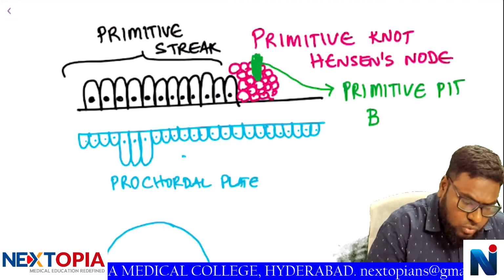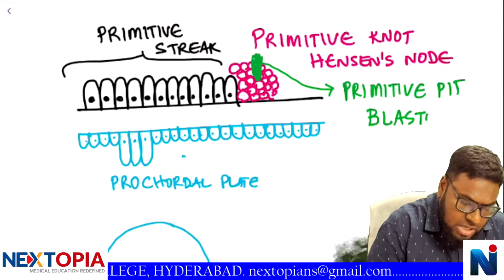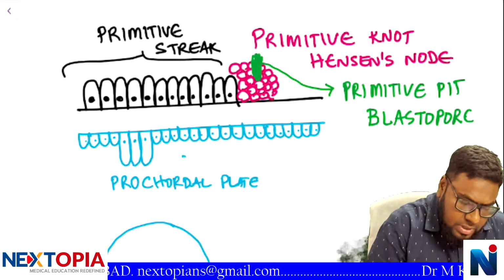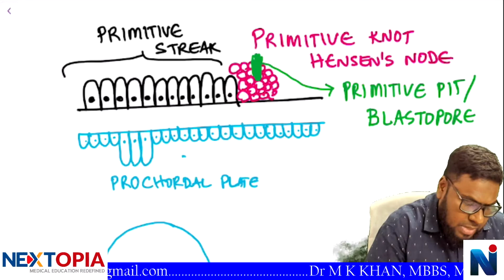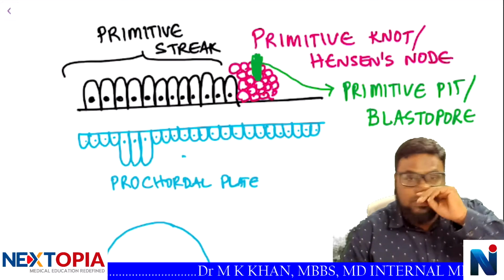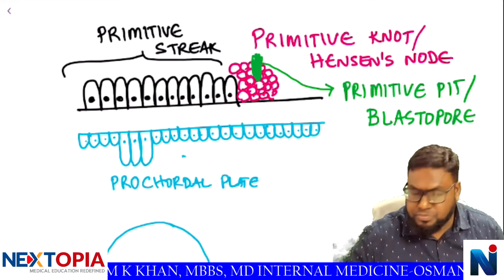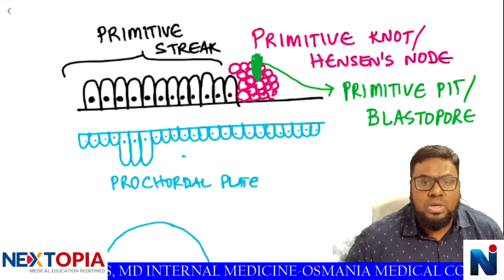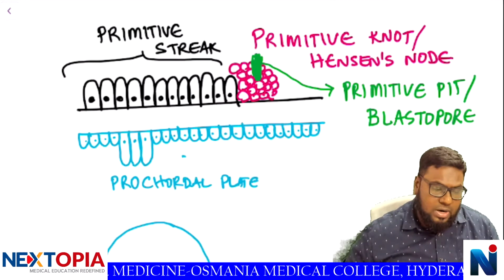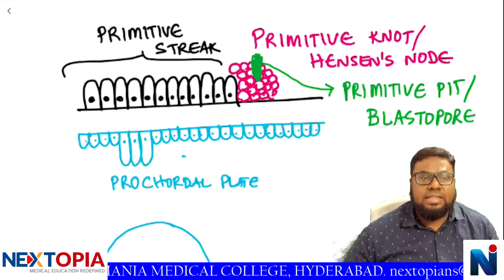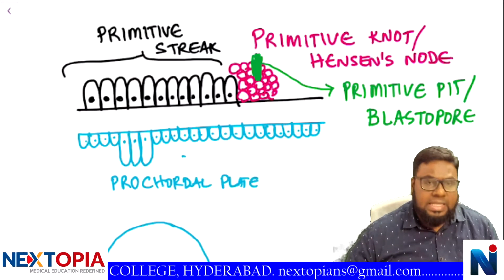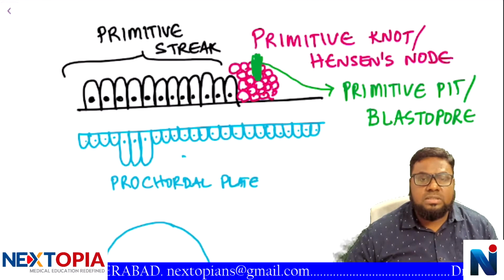Or a primitive groove, also called a blastopore. Its another name is blastopore. What's happening to this blastopore? In this blastopore area, the notochordal processes start, and thus there is growth of the notochordal process.